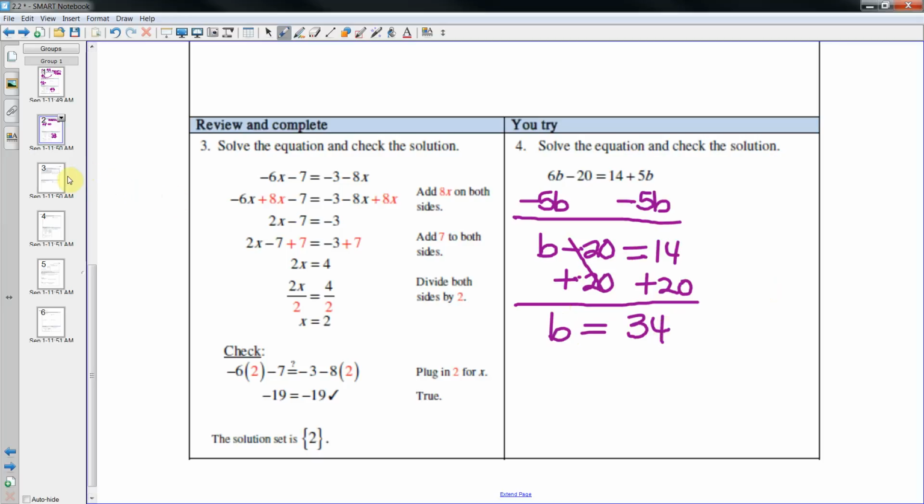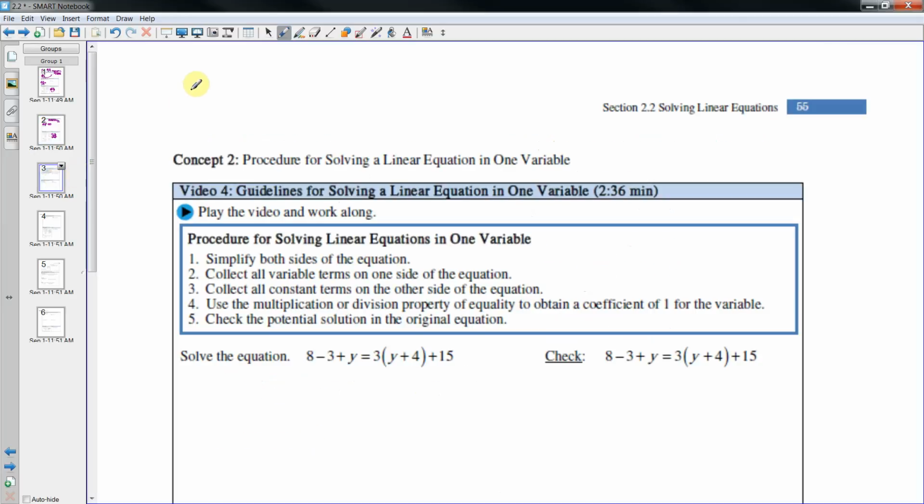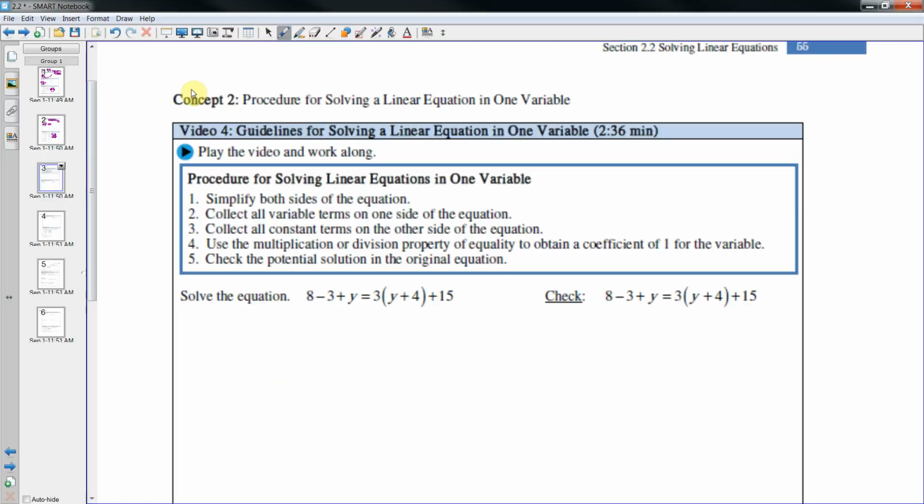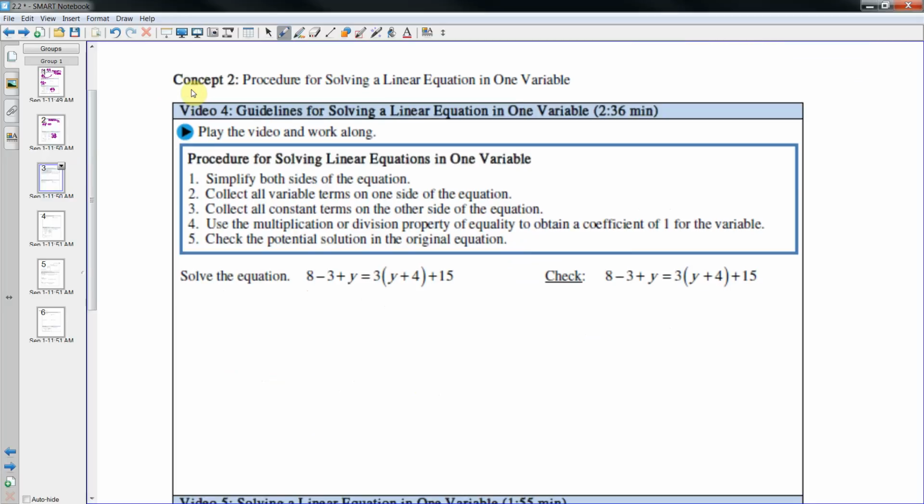Now remember, if you need to stop this video, work some problems, and then come back to the video, be sure and do that. That just helps you out. Alright, so here I told you we were going to get to a place where we had procedures. Here are our steps. Right there.